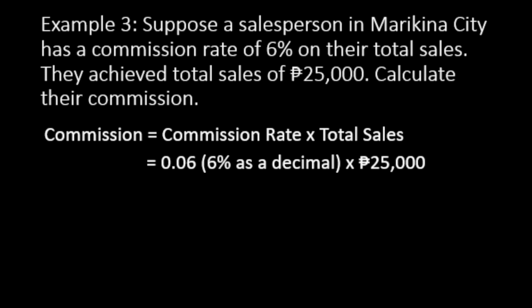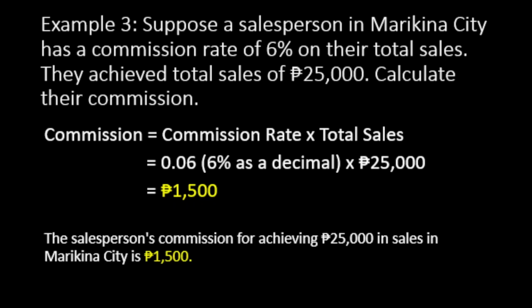Now let's plug in the values. The commission rate is 6%. That's 0.06 in decimal. The total sales is 25,000 pesos. So 6% of 25,000 pesos is 1,500. So the commission earned by the salesperson is 1,500. Now it's time to take the quiz.